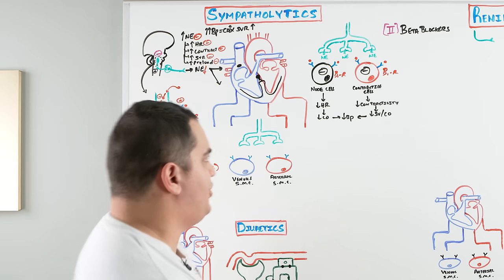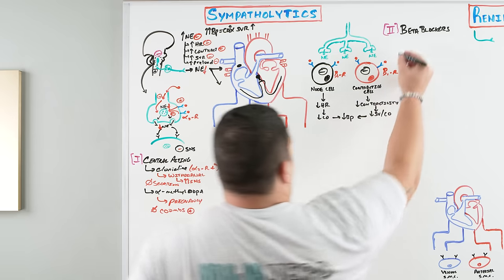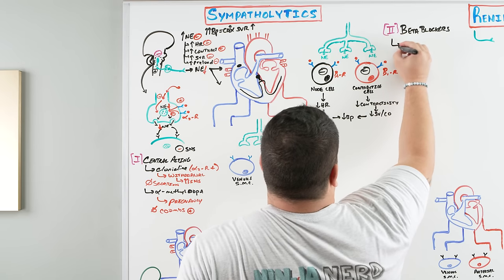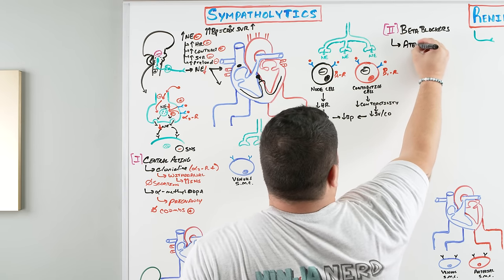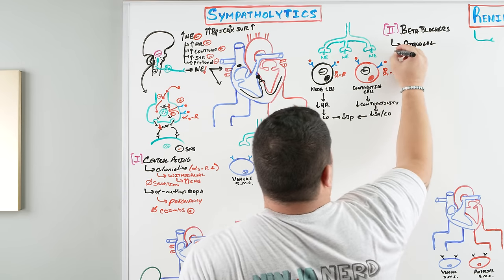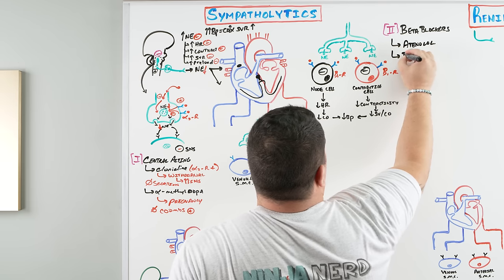Now, there's many different agents here. Some of these that are very particular that I want you guys to know is what's called atenolol. So atenolol is a commonly utilized one. Another one is called bisoprolol.